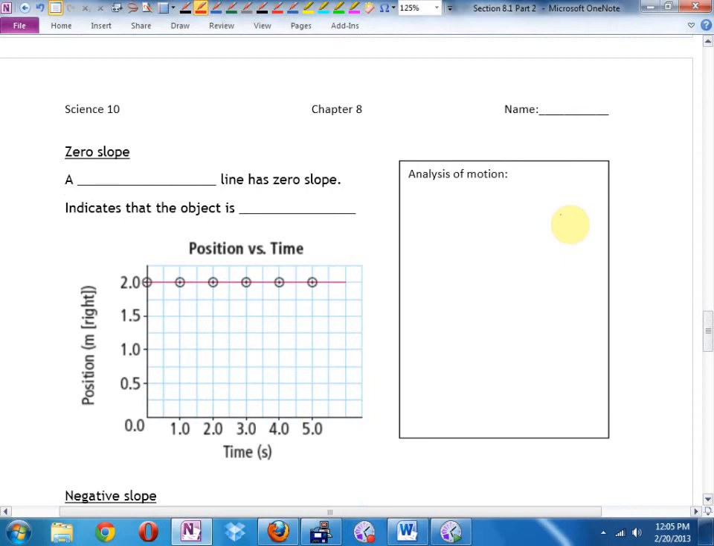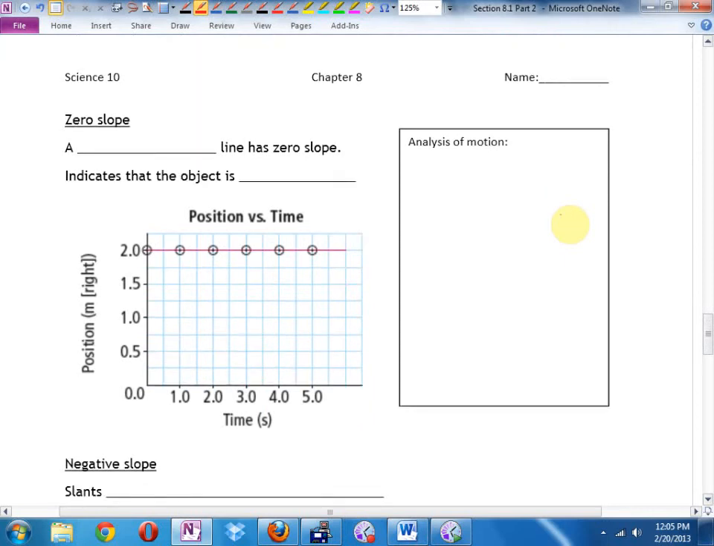Next page. We can fill this in. We've already covered some of this. A flat line has 0 slope. What kind of a line begins with the letter H? Horizontal is the fancy word. I'll abbreviate it, horiz.